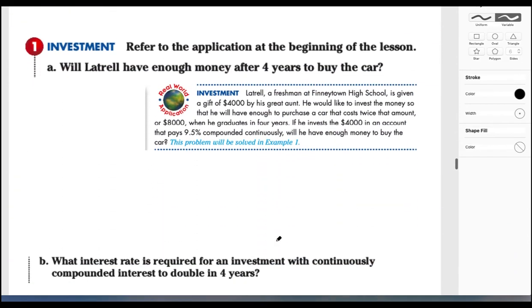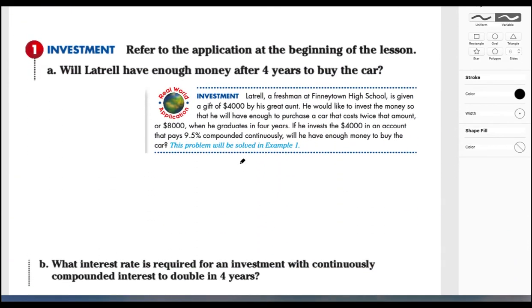Let's look at example 1. Example 1 is going to refer to the information given in the beginning of the chapter. Latrell, a freshman in Finneytown High School, is given a gift of $4,000 by his great aunt. He would like to invest the money so that he will have enough to purchase a car that costs twice that amount, or $8,000, when he graduates in 4 years. If he invests the $4,000 in an account that pays 9.5% compounded continuously, will he have enough money to buy the car? And so we're going to think about a couple of things here.